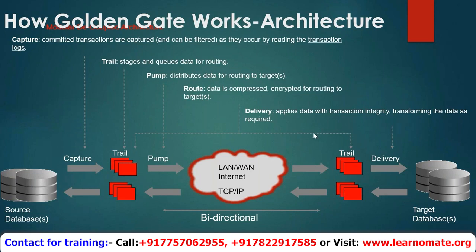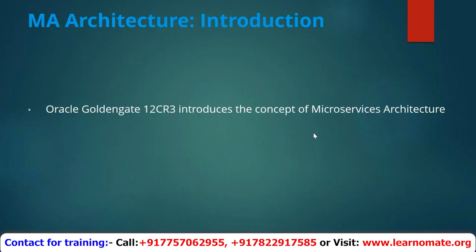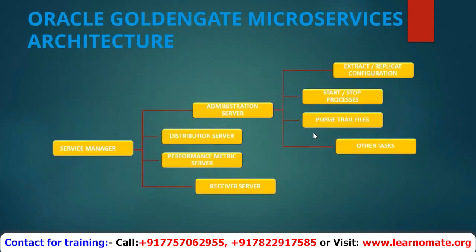Now the collector process of classic has been replaced with the receiver server in microservices. So you see here, there is service manager. Under service manager, you have got different services running: administration server, distribution server. So classic architecture data pump process has been replaced with distribution server in microservices. In the same way, classic architecture collector process has been replaced with receiver server in microservices architecture.